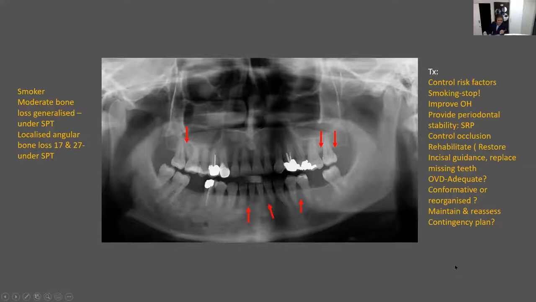But what I'm really worried about in this situation is, you can see the area here, okay? There's a problem here. There's a crown here, and the patient's loading. And that concerns me.